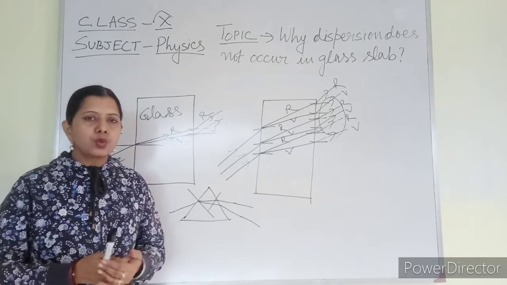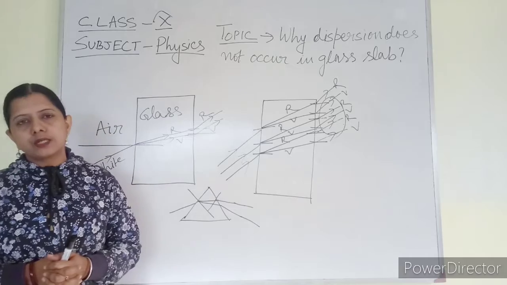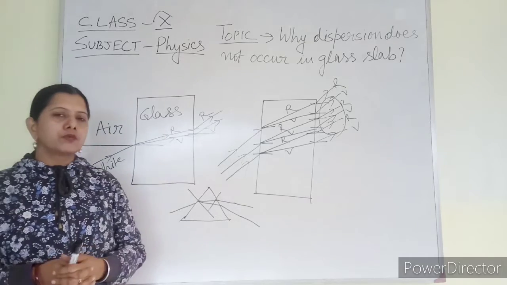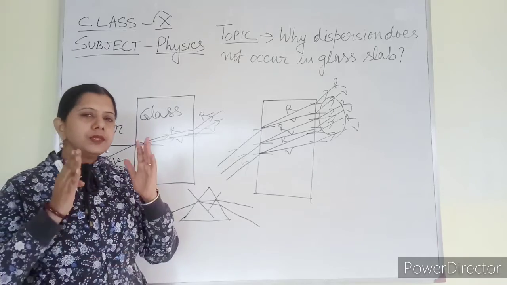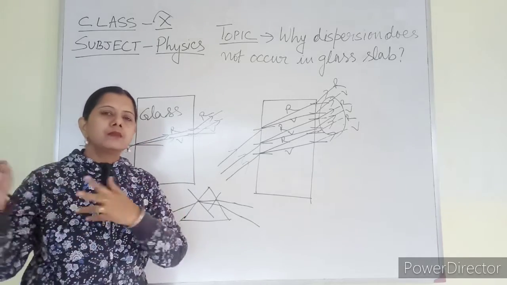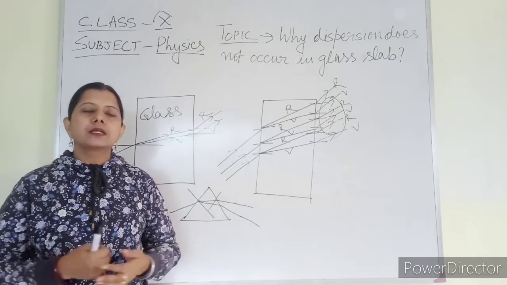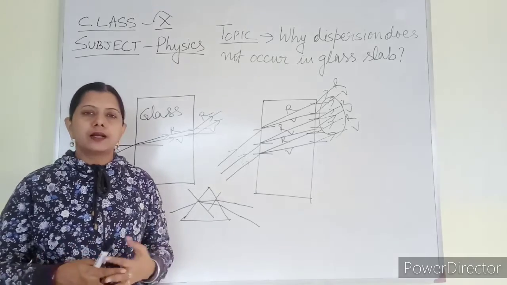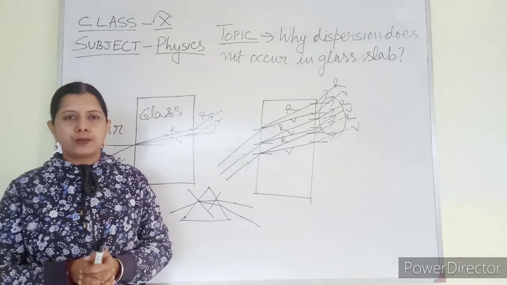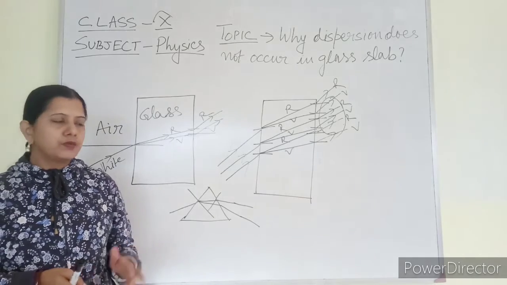As they are parallel to each other, they are very close to each other, superimposed over each other. So from here we learned another phenomenon: whenever the incident ray becomes parallel to the emergent ray, then dispersion can't be seen. Dispersion occurs, but we can't see it. We cannot see the splitting of white light. I hope I have made you understand the fact with the diagram.